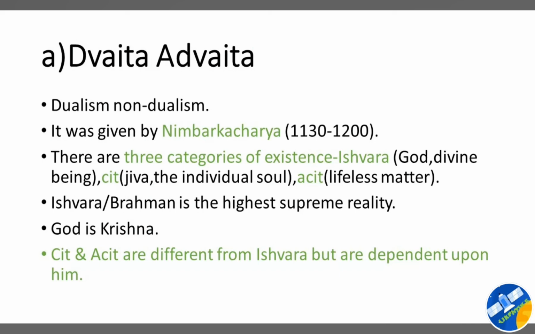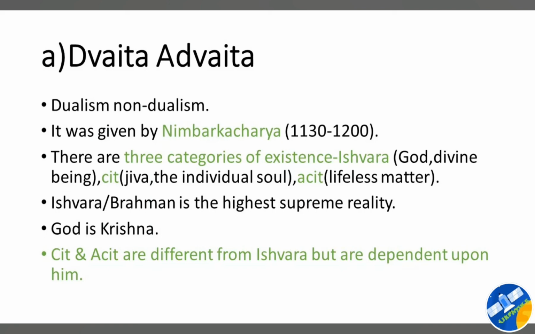It was given by Nimbakacharya. According to this school, there are 3 categories of existence. Ishvara, which means God or divine being, Chit, which means Jiva or the individual soul, and Achit, which means lifeless matter. Ishvara or Brahman is the highest supreme reality and is identified as Lord Krishna.